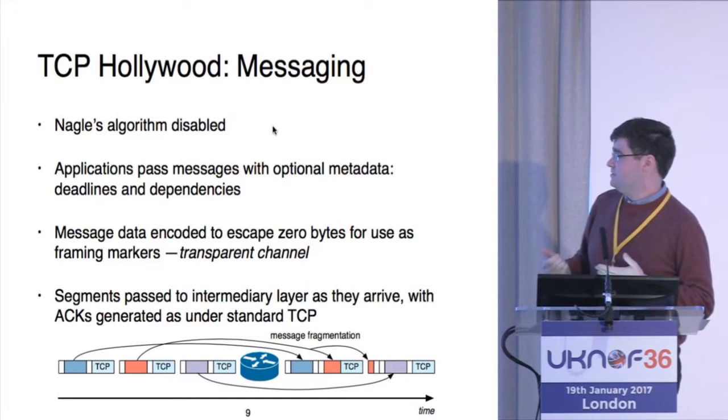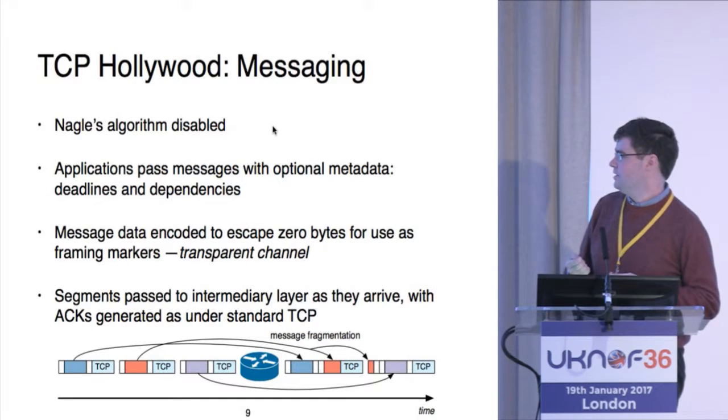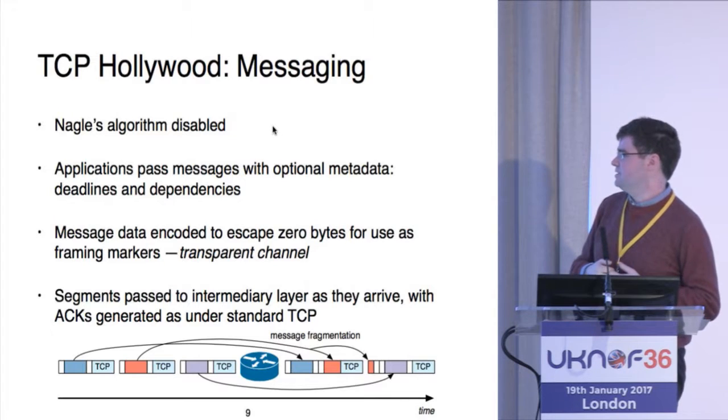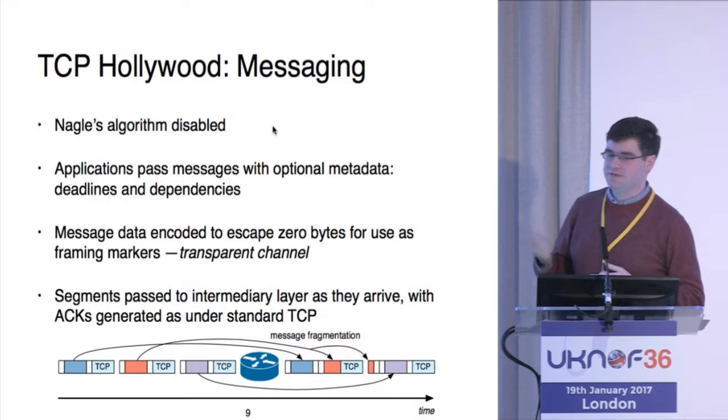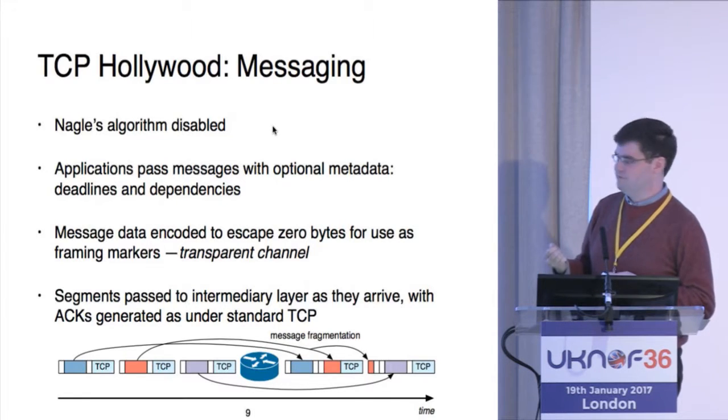And finally then, at the receiver, segments are passed up to the intermediary layer in the order that they arrive. And the intermediary layer can then decode the segment and pass any messages onto the application. It's important to note, though, that we acknowledge TCP segments as we would under standard TCP. We don't change that behavior.